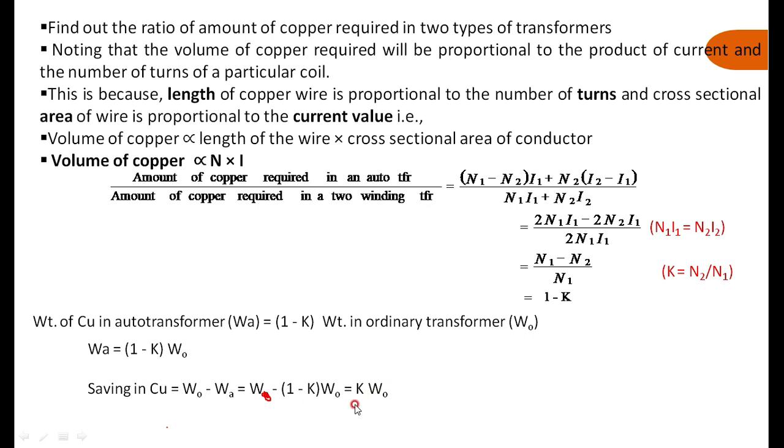If you are using the auto transformer, you are saving K times W0 of the copper. Therefore, the saving in copper, if you use the auto transformer for transferring the same capacity of energy with the same voltage level change, is K times the weight of copper required in the ordinary transformer. This is the advantage of the auto transformer.